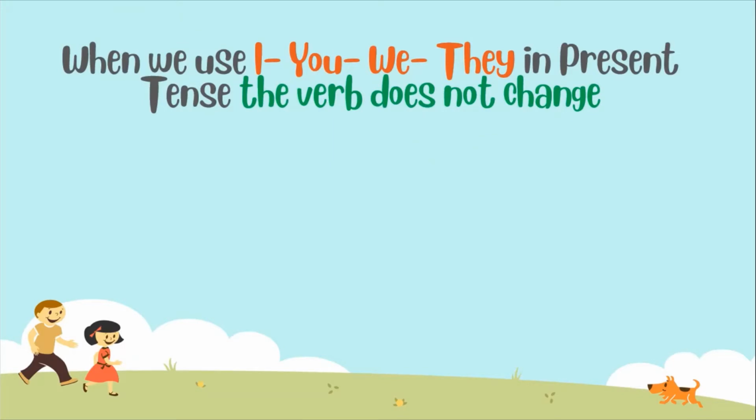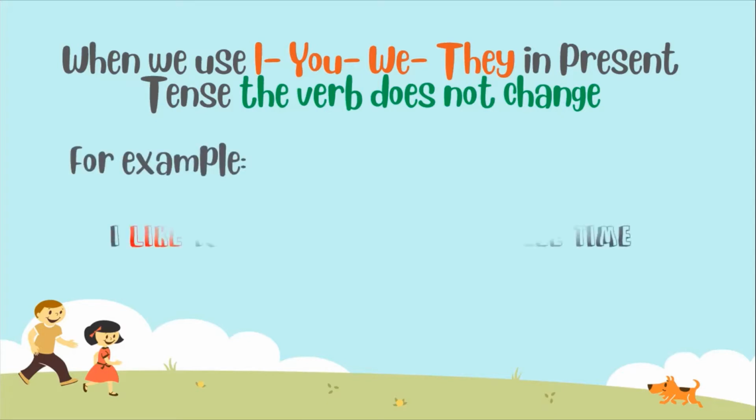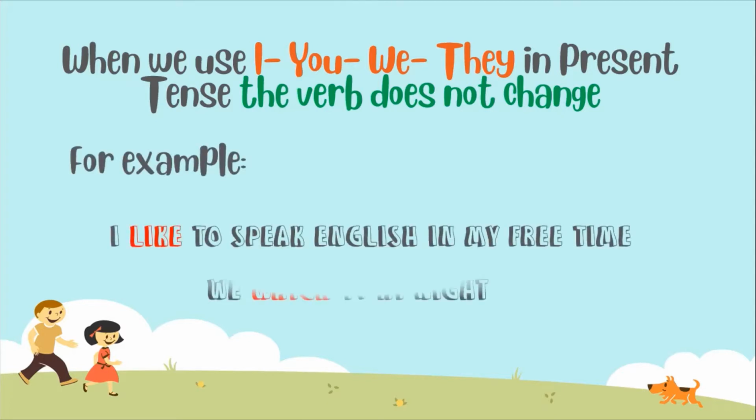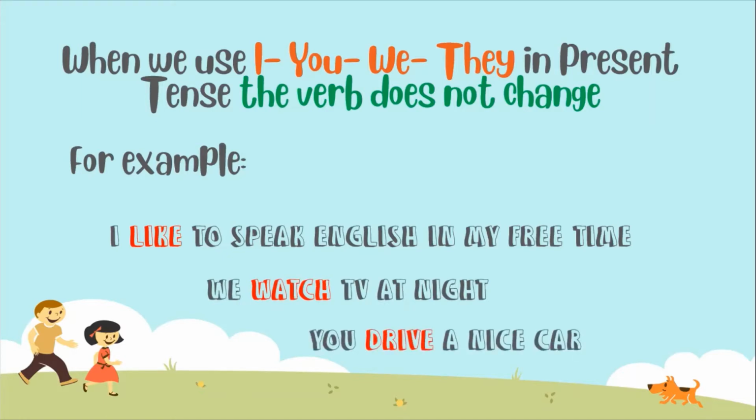When we use I, you, we, and they in present tense, the verb does not change. What does that mean? For example, I have here three sentences for you. I like to speak English in my free time, we watch TV at 9, and you drive a nice car. So if you see here, the verb doesn't change. Like stays like that, watch and drive.